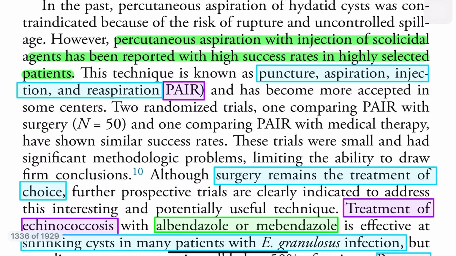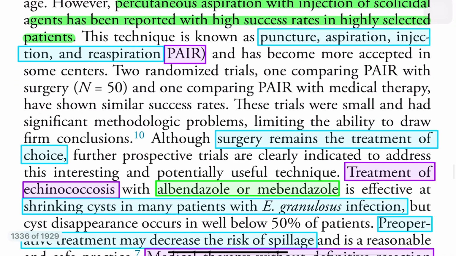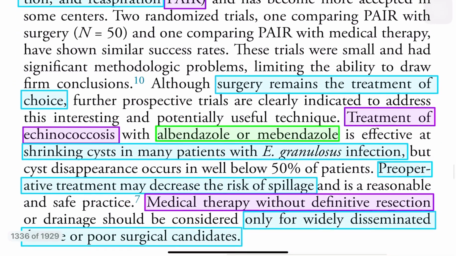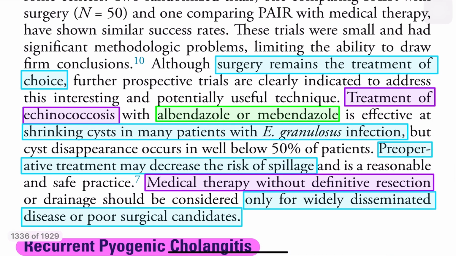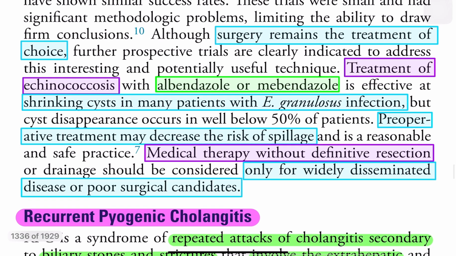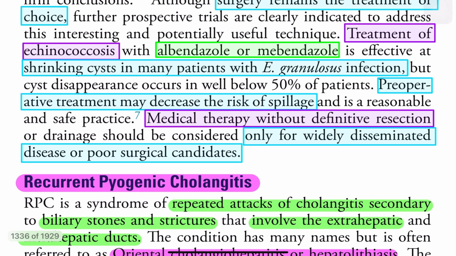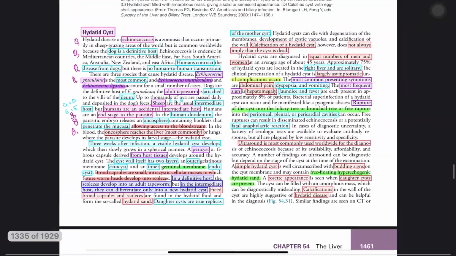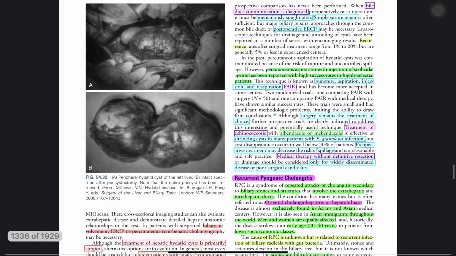Many books write percutaneous also, but if you have to choose one, go for puncture. Surgery remains the treatment of choice, already told. Treatment of echinococcosis is with albendazole or mebendazole, which shrinks the cyst in many patients with Echinococcus granulosus infection. Pre-operative treatment may decrease the risk of spillage. Medical therapy without definitive resection or drainage should be considered only for widely disseminated disease or poor surgical candidates. So this much was from Sabiston.